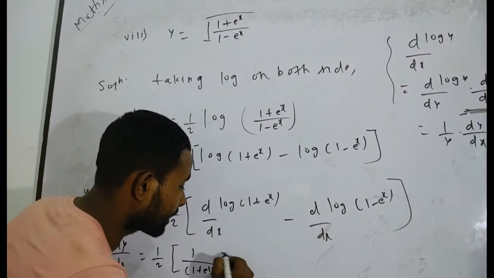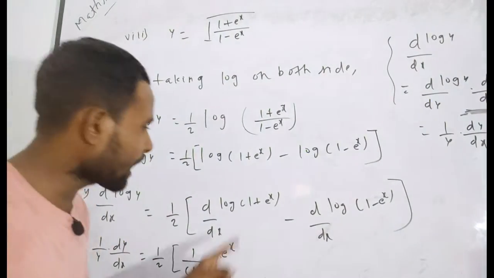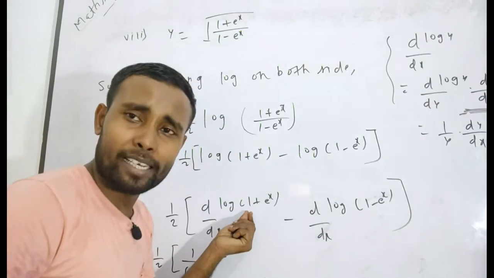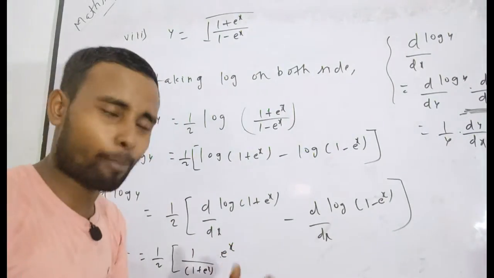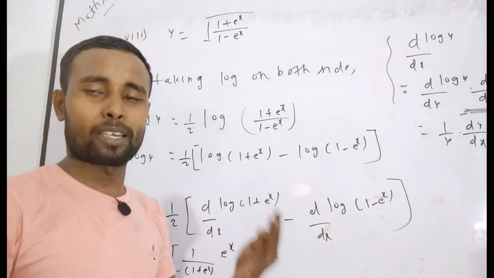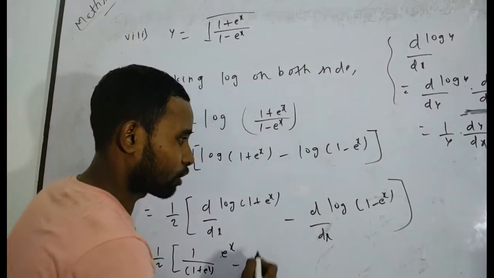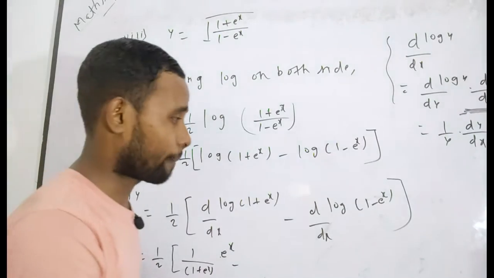In that case you will get simply e to the power x. Why? Because the derivative of 1 will be 0 and e to the power x will be e to the power x. Sometimes you have to jump, always do not try to go 1 by 1 step. It becomes more lengthy for you when you will get a more complex problem.